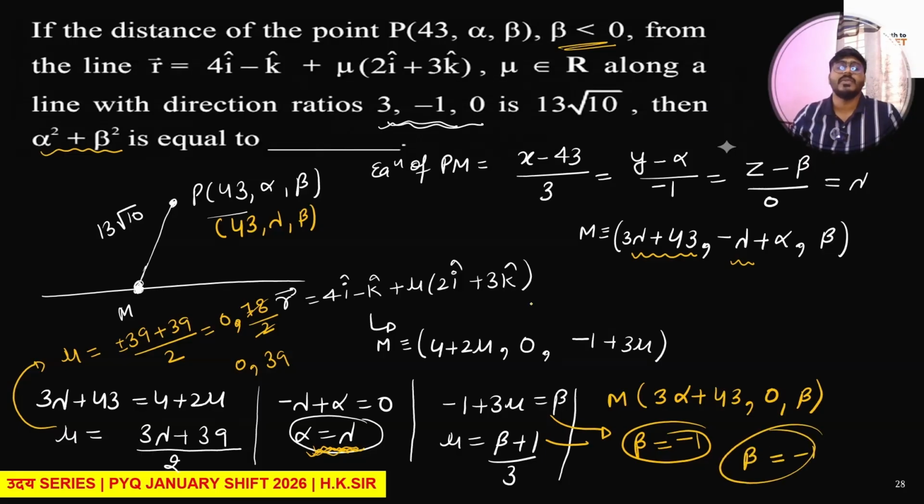So beta square is plus 1. They are asking alpha square plus beta square. Alpha square is 169 plus beta square is 1. So it is 170. So 170 is your final answer.